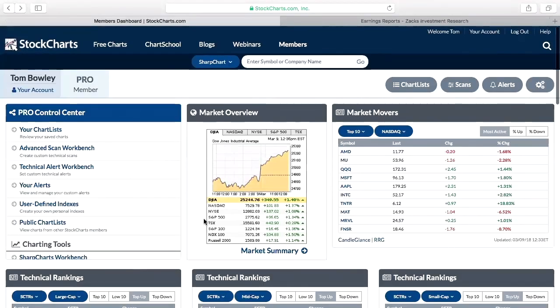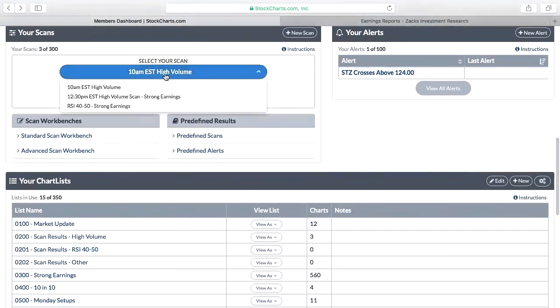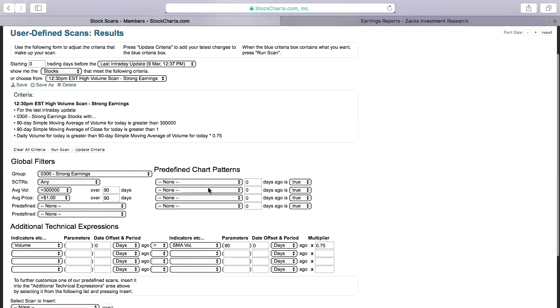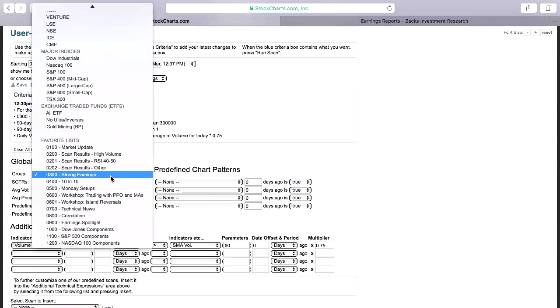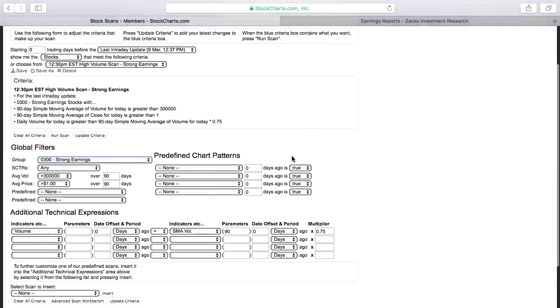All right, but I'm going to concentrate on the scans I run against my chart list. So let's take a look at the high volume scan against strong earnings. I actually set this up just for this. If I pick this one and edit the scan, you'll see that now I'm scanning against my strong earnings chart list. So it's not going to scan all US stocks. It's only going to scan the stocks I have in this chart list.